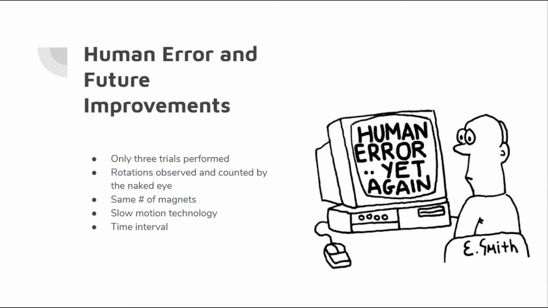There were some sources of human error. Some possible sources of human error that may have skewed our data is that only 3 trials were performed due to time constraints. Another reason is that we counted the rotations with our naked eye and did not use any additional equipment. If we performed this again, software like Tracker would be helpful in aiding accurate counting of the rotations. There was also possibly some delay between when we started our video recordings and when we started counting the actual rotations.